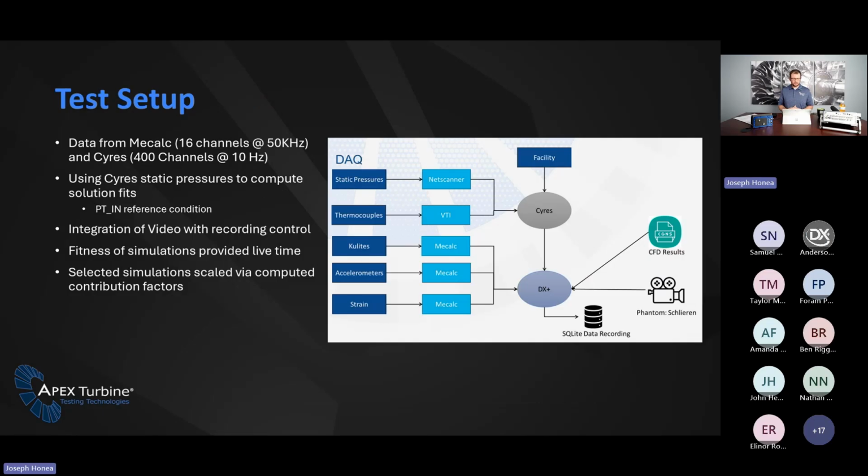And then just as a review for the overall test setup, we had static pressures going into a net scanner, as well as thermocouples going through a VTI device, which ultimately was going through CIRES, and then CIRES was supplying that data to DX Plus at a 10 hertz rate. In addition to that, we also had facility measurements coming into us through CIRES as well. The MeCalc device was handling the Kulites, the accelerometers, and the strain gauge. We were bringing in the CFD results, and we were also bringing in the Phantom camera live display and recording the data to the SQLite database.